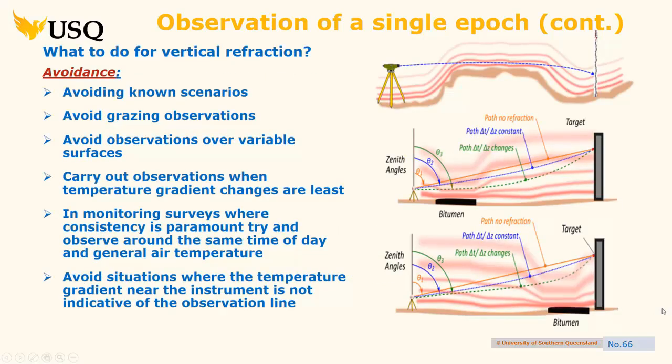So there are three key things. Don't do that: grazing sites, they call it, close to the ground, or both ends close to the ground. Don't have something really close to you. You see the bitumen here is bending the ray straight away, and once the ray bends, it doesn't bend back. Once it has bent radically, it keeps on going. Whereas if that bitumen had been in the middle, it would have been different. If the bitumen is at the end, you can see the change is not as great.